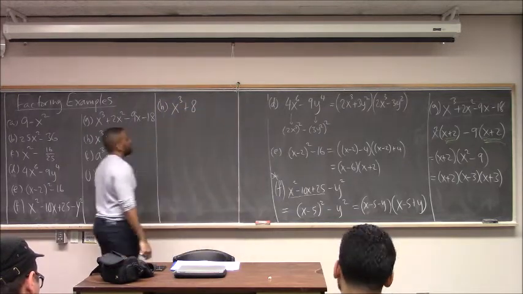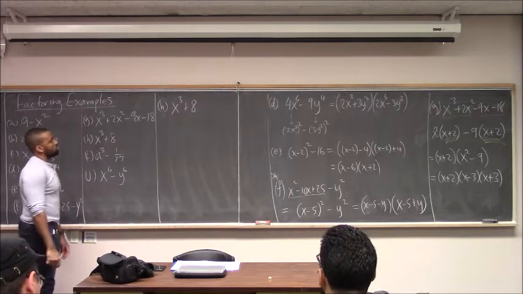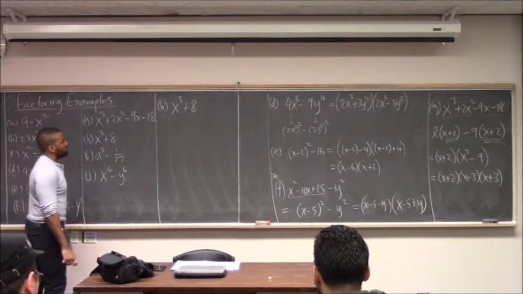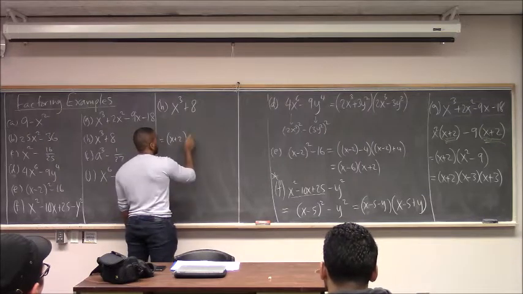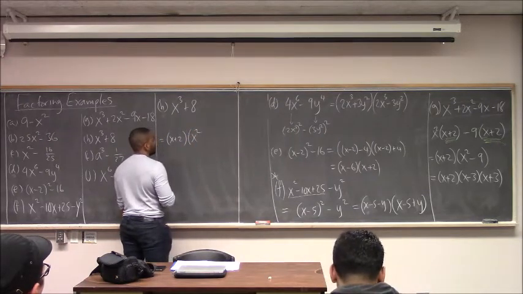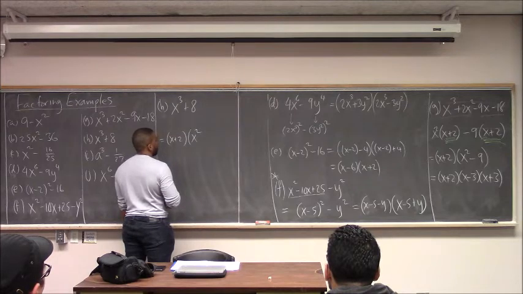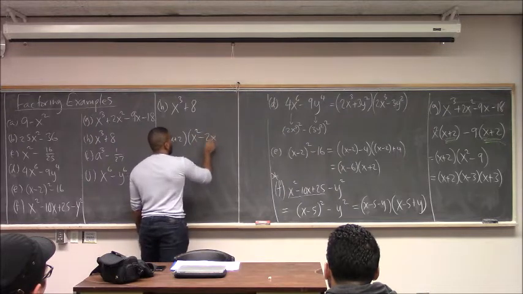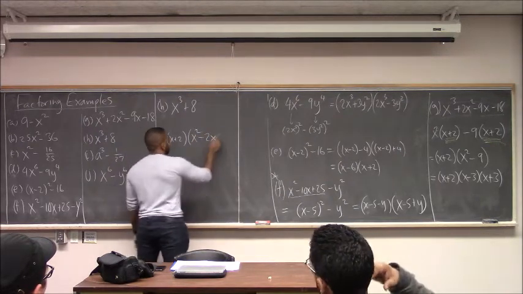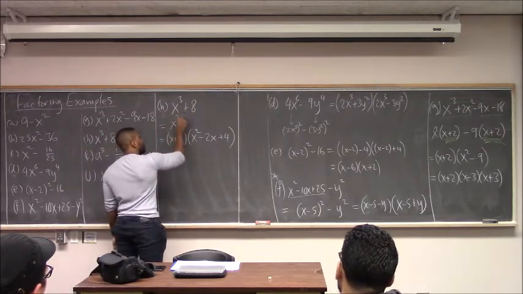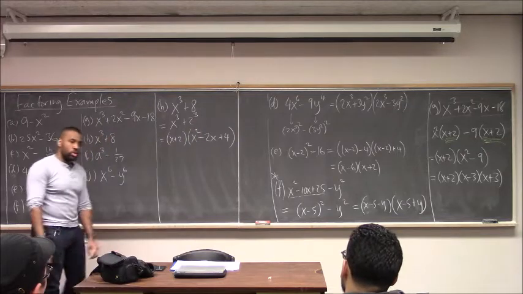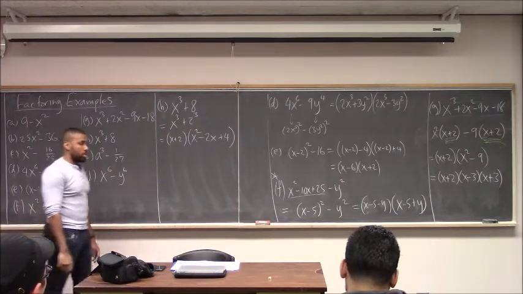How do you factor that? It would be x plus 2 in parentheses, times x squared minus 2x plus 4. Right. Trick here is to realize that this is x cubed plus 2 cubed, so it's the sum of 2 cubes. And you apply the sum of 2 cubes formula, that's how that would factor.